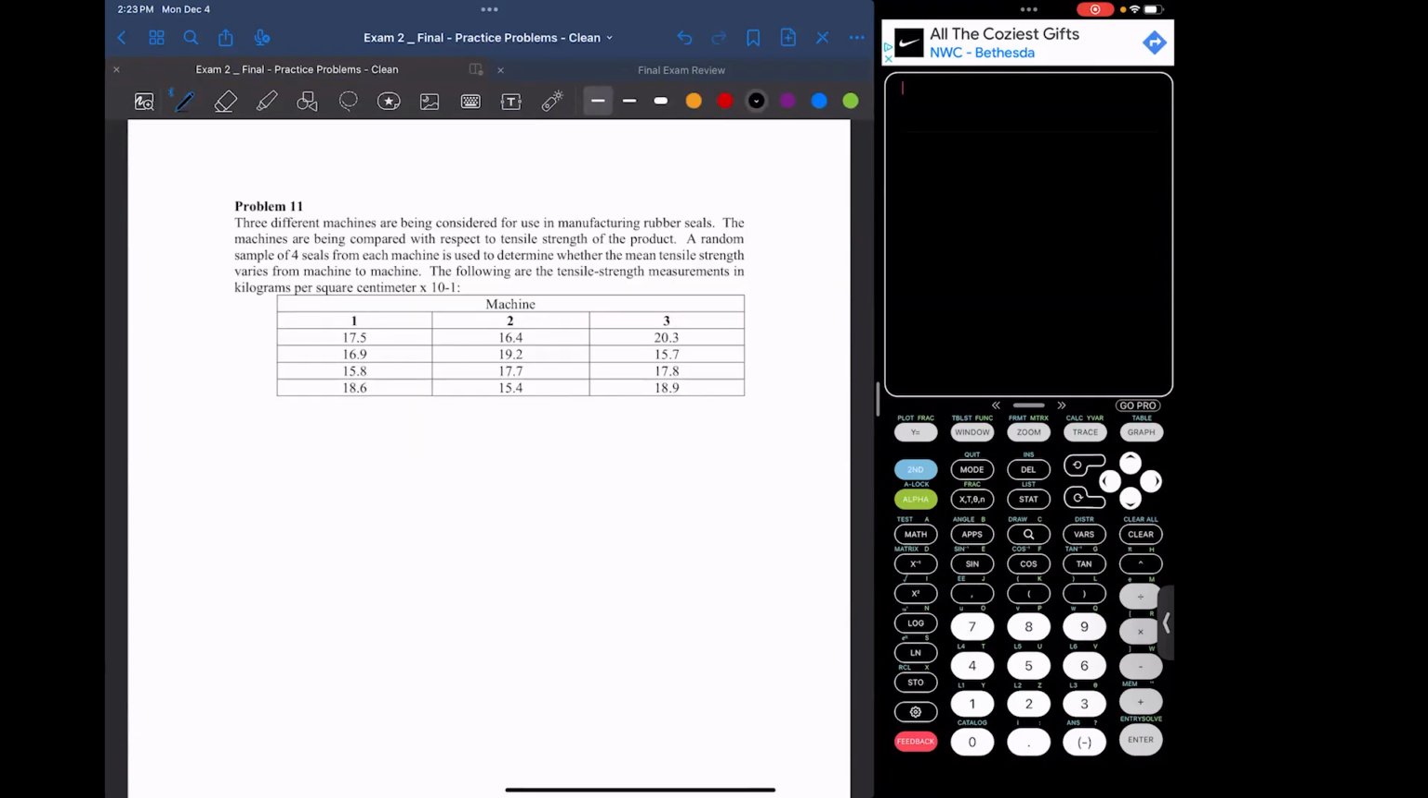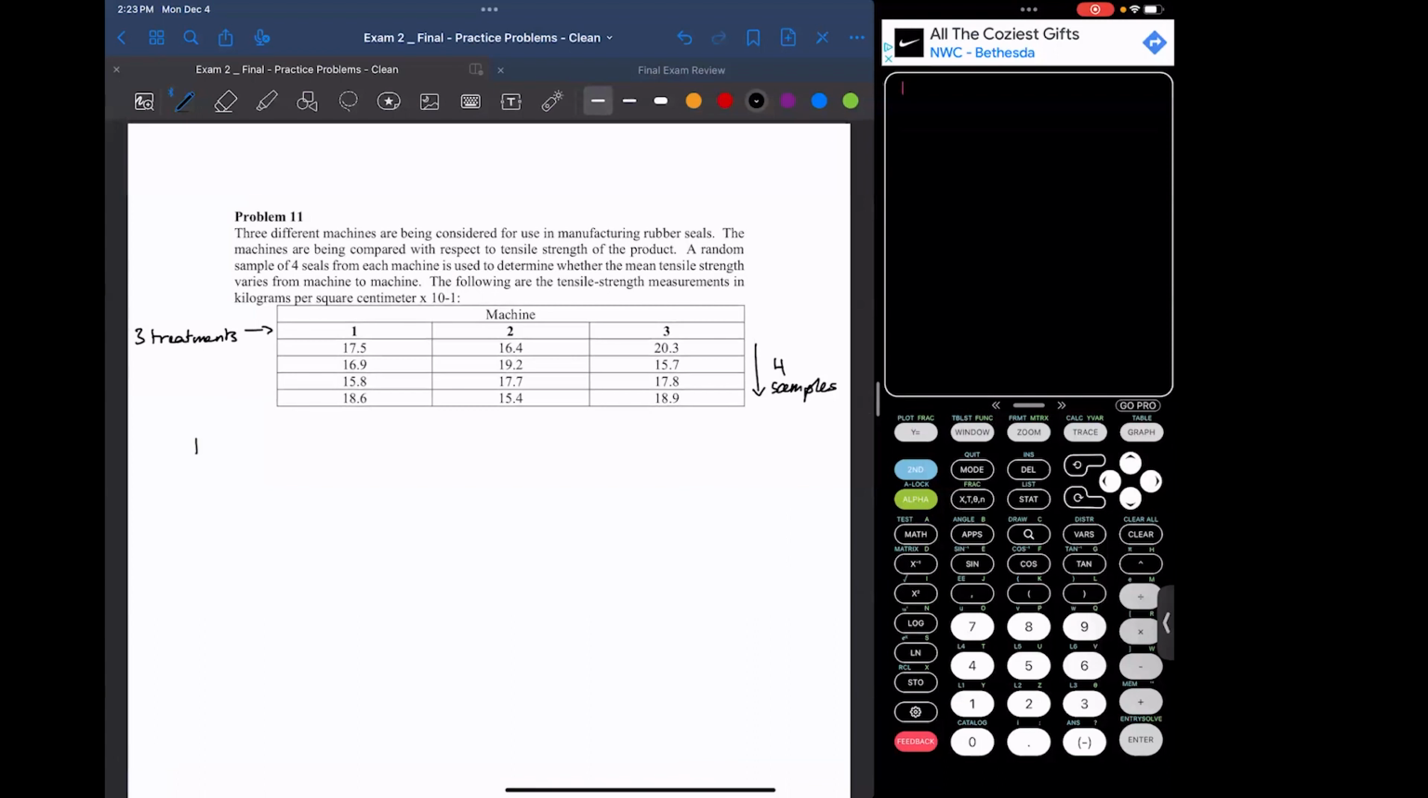All right, so let's go to an example problem. We have 3 different machines being considered for use in manufacturing rubber seals. Let's count off some of the things that we need here. Here are our 3 treatments, or 3 different processes. Within each treatment, we have 4 samples. That means each of the J's are going to be the exact same.